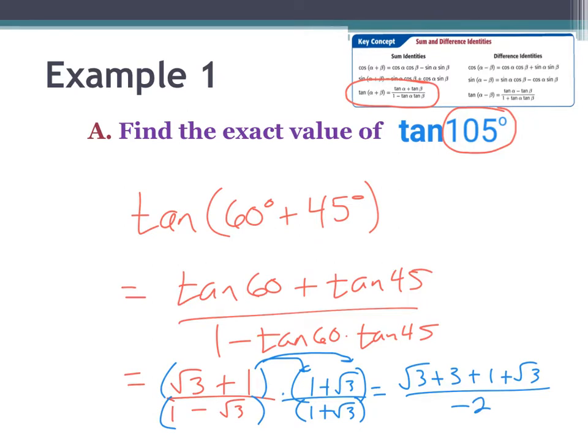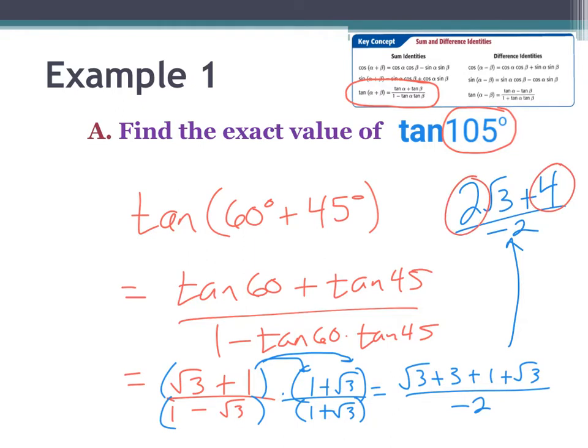So one thing we can do is simplify the numerator slightly. And if I simplify the numerator, on top, I'm left with 2 square roots of 3 plus 4 all over -2 if I collect the like terms. And since each of these terms are even, I can cancel the 2 out of each of these, and so my final answer would be square root 3 plus 2 all over -1, or negative square root 3 minus 2 would be my final answer.